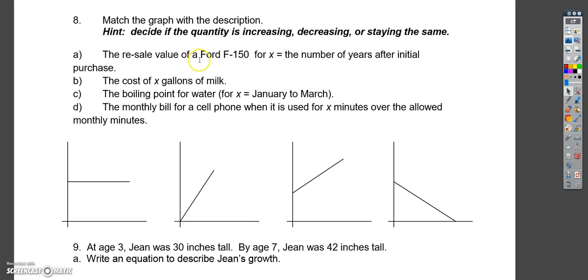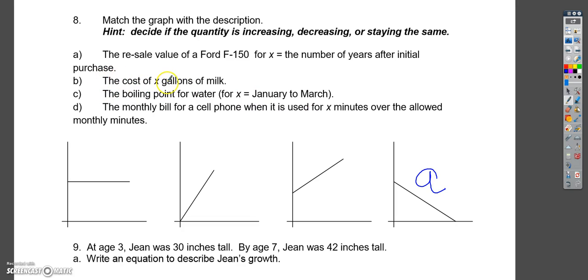The resale value of a Ford F-150 for X number of years after initial purchase. Well, we know that after you purchase it, the price goes down. And the price didn't start low, it would have started high and went down. So this graph would match A.